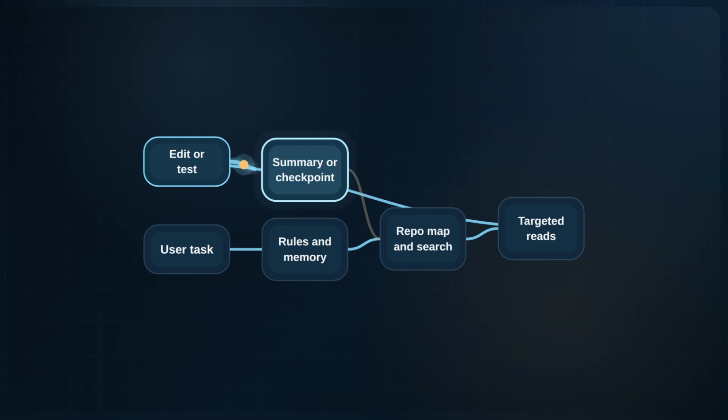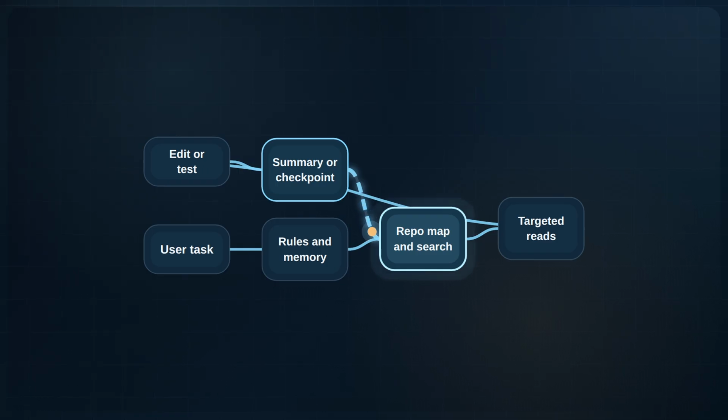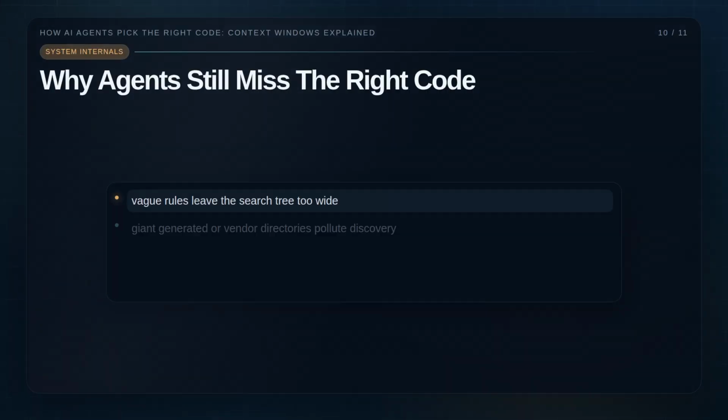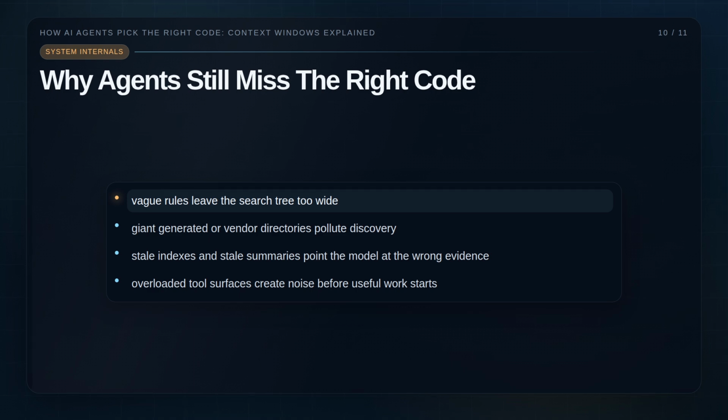That visibility matters because the model quality is only part of the result. The orchestration loop determines whether the next turn has the right evidence. In other words, context assembly is not a setup step. It is the core loop. Once you look at the system this way, the failure modes become more predictable.